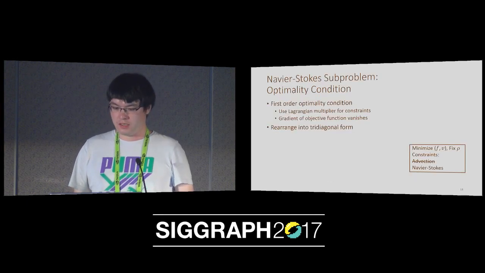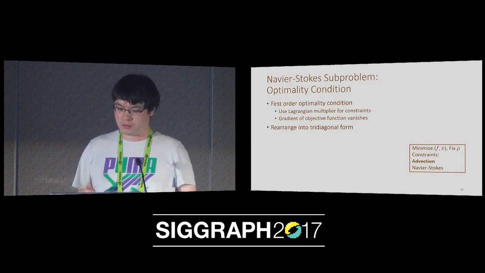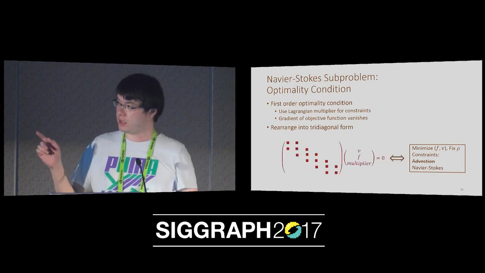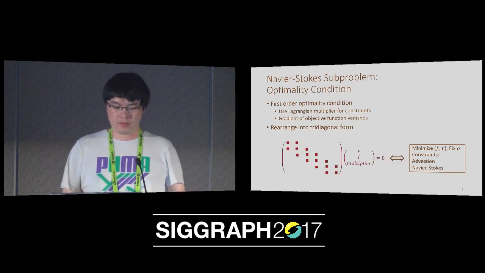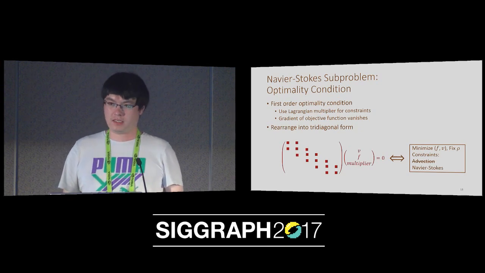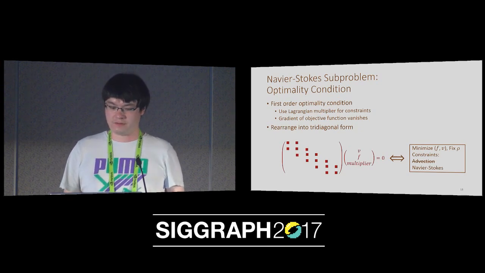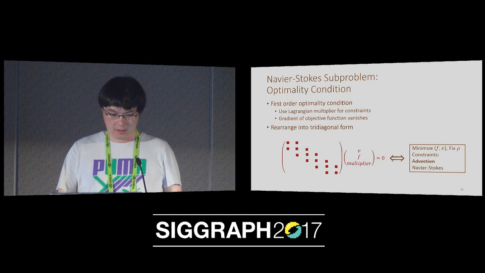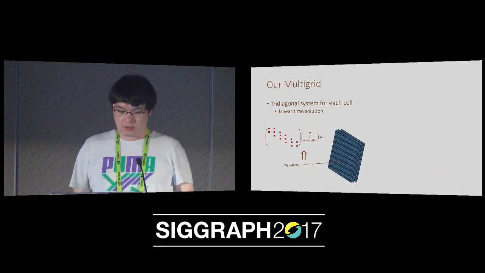So its structure lies in its first order optimality condition. If we use a Lagrange multiplier for the NS constraints, and we require that the gradient of the whole problem vanish, we get a system of nonlinear equations which can then be rearranged into this block tridiagonal form. This is a system of equations that any locally optimal velocity, control force, and multiplier must satisfy. So we can use this tridiagonal form as a building block for a space-time version of multigrid.